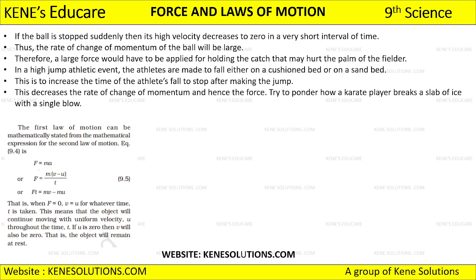So when F is equal to 0, v is equal to u for whatever time t is taken, and the object will continue moving with uniform velocity u throughout the time t. And if u is 0, v will be 0. If the initial velocity is 0, the final velocity will be 0, and when the velocities are 0, the object will remain at rest in that case.